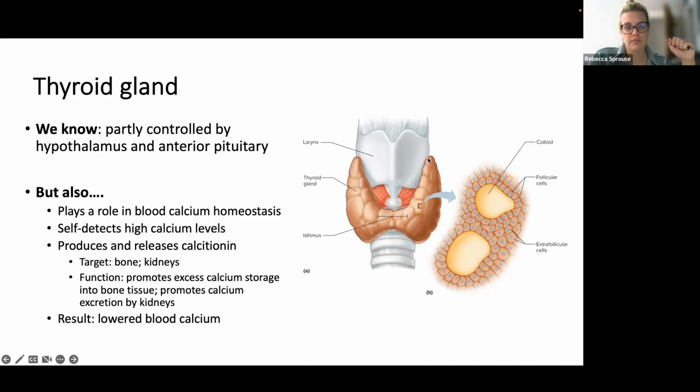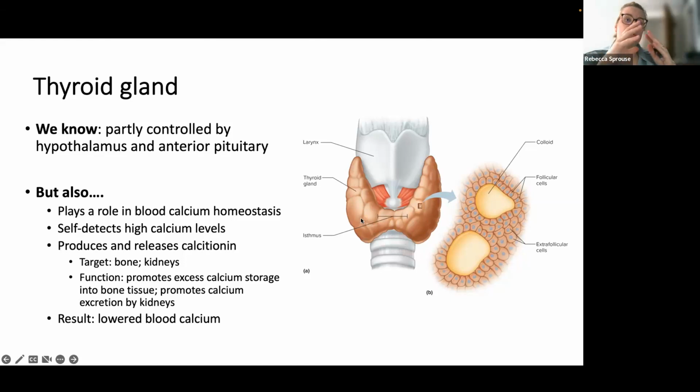And so the bloodstream carries calcium, and the thyroid can do its own little detective work and figure out what that level is. And if calcium levels are too high, that stimulates the thyroid gland to release something called calcitonin. And what calcitonin does is target the bone and the kidneys.